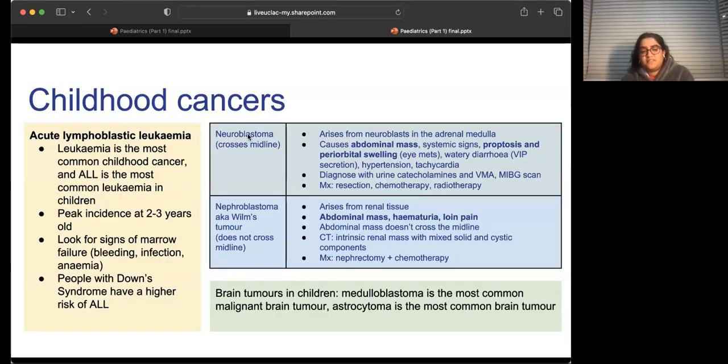And then childhood cancers. This is not tested on that often, but ALL is quite commonly tested, especially in the context of children with Down syndrome, who have a higher risk of developing ALL. It is the most common childhood cancer anyway, and the peak incidence is about 2 to 3 years of age. You're just looking for signs of bone marrow failure, like I already went through: bleeding, anemia, and maybe an infection that they wouldn't normally get. And like I said, Down syndrome has a higher risk of ALL.